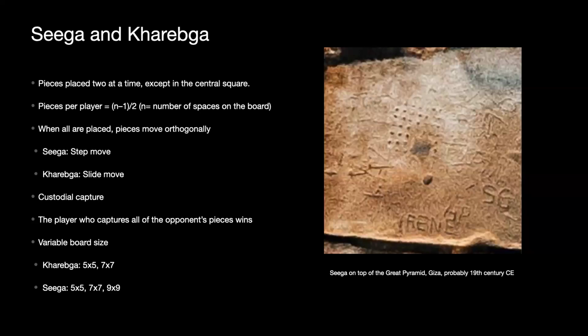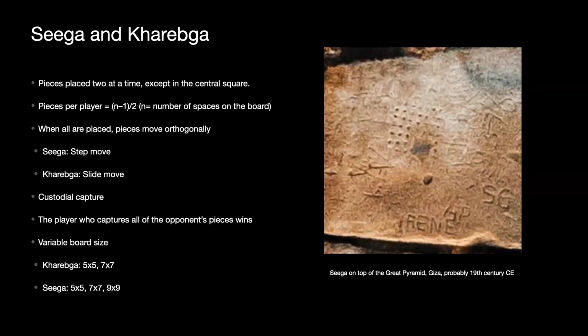Basically, these are games that are played on usually a 5x5 or 5x7. Siga has also a 9x9 size board. You place your pieces 2 at a time. The pieces per player are that equation. So basically, once the board is filled, there's 1 spot left available. Once all the pieces are placed on the board, you move orthogonally.